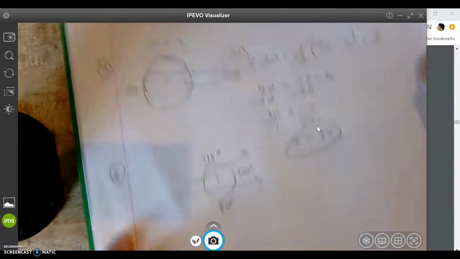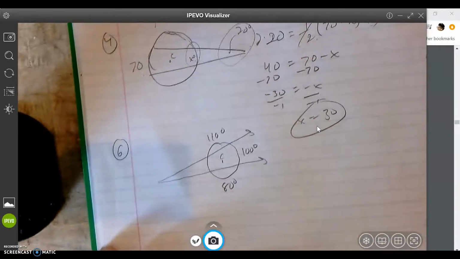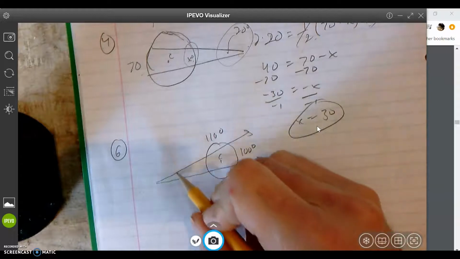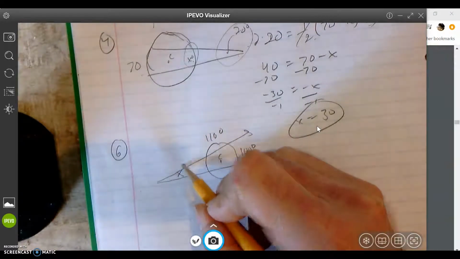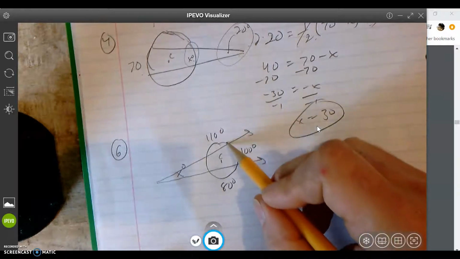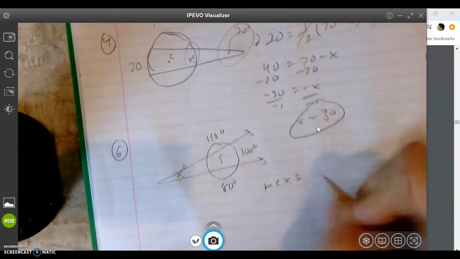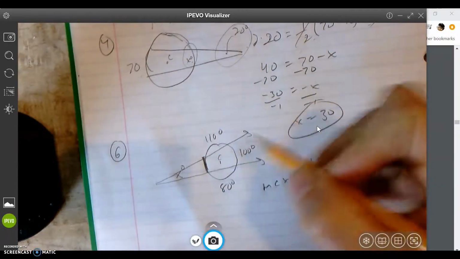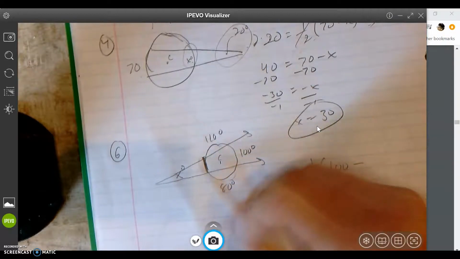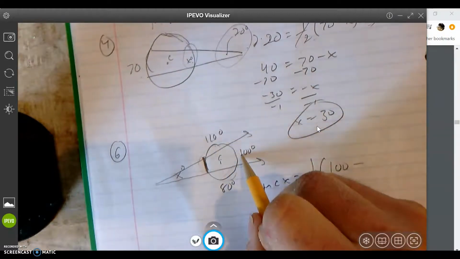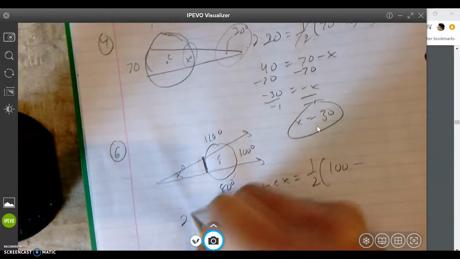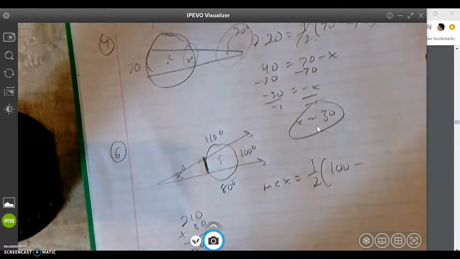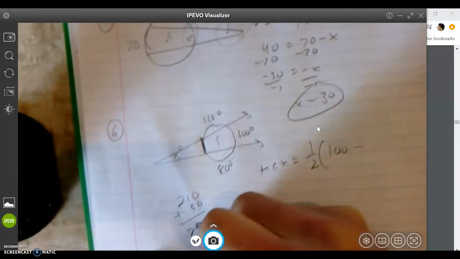All right, 6, last but not least. Here you go. We need to get x, this angle. I know that the measure of angle x is 1/2 of 100 minus whatever this is. I can get that because the whole circle is 360. 110 and 100 is 210, plus the 80 is 290. So that's 290, the whole thing.